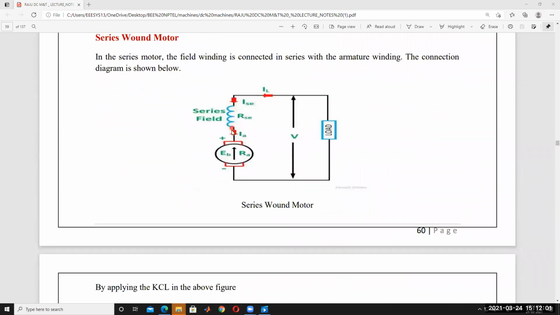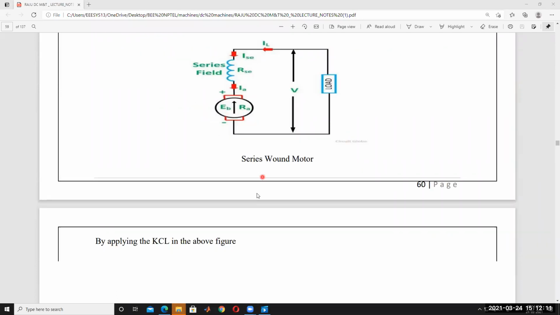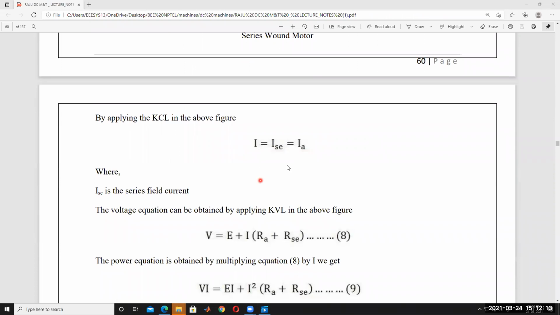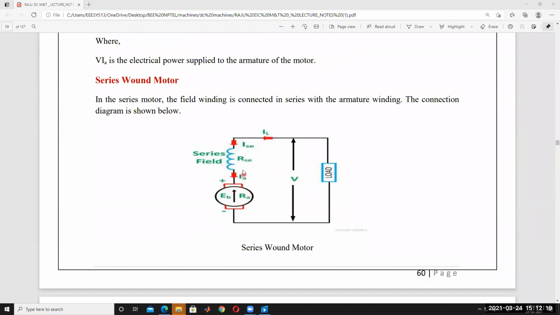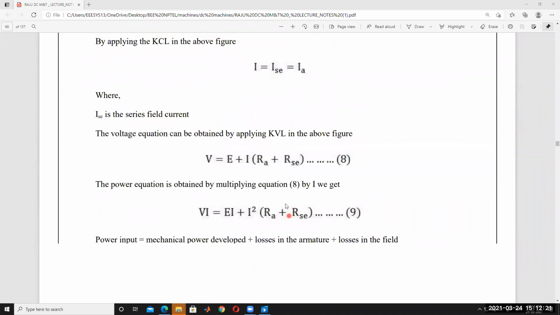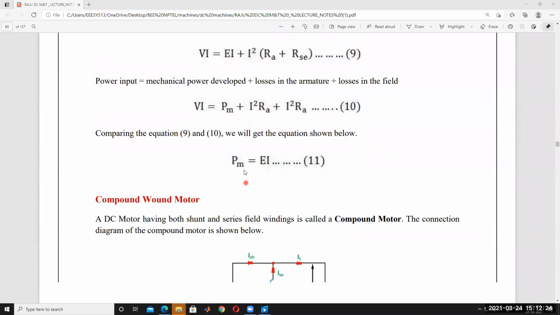The field winding is connected in series. That's why it is called a series field generator. Okay, this is the series wound generator. So here the line current, armature current, and series field currents are always the same: I is equal to I_S, the same. So V is equal to E plus I_A into (R_A plus R_SC). From this relation, V is equal to E plus I into (R_A plus R_SC). So like this you will get the relations.